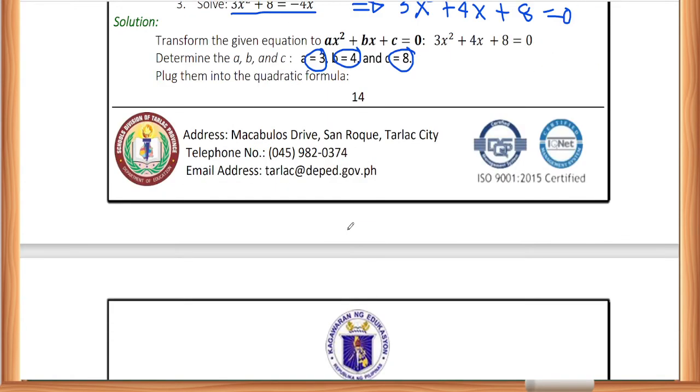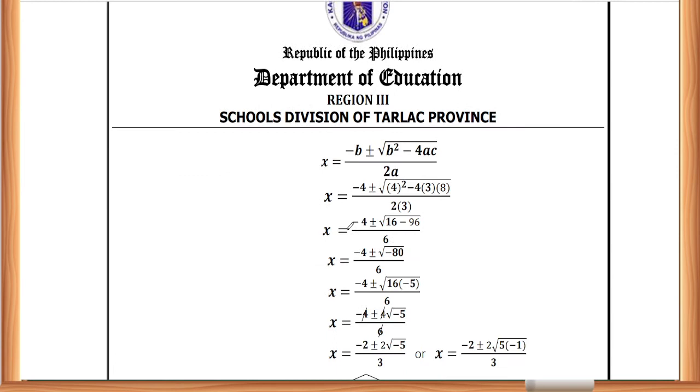Now, substituting it here, kung mapapansin ninyo, yung dito sa loob ng square root, kasi 4 squared is 16. And then, for yung 4AC mo, yung A mo is 3 and your C is 8. Pag minultiply mo, magiging 96. Kung mapapansin nyo, nasa negative siya, no? Negative 80. It is negative 80.